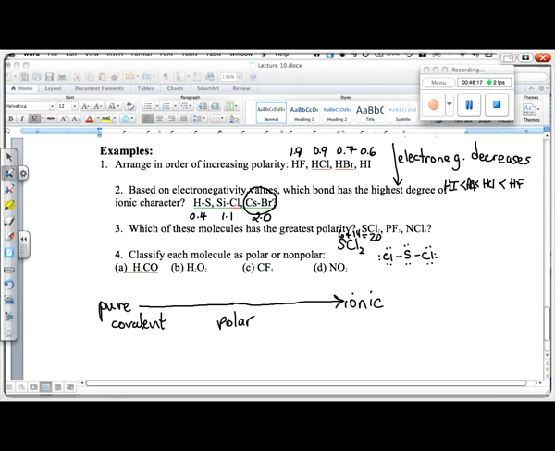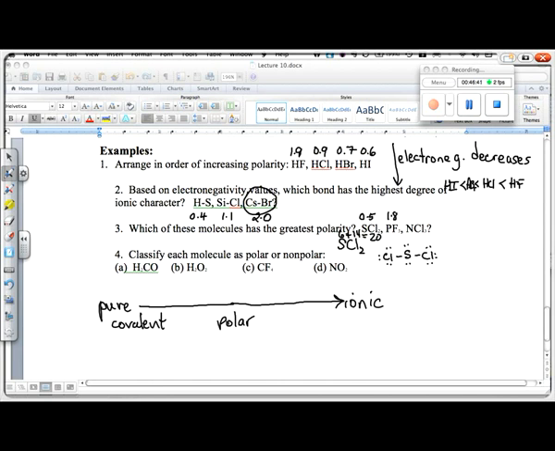Sulfur and chlorine is 0.5, so the bonds are polar. Yes, polar. We said 0 to 0.4. And the geometry does not cancel it out, all right? Okay. PF3, are the bonds polar? Do I need to do the lowest dot? I would think with fluorine we'd have to. Yes, the 1.8 is the electronegativity difference.